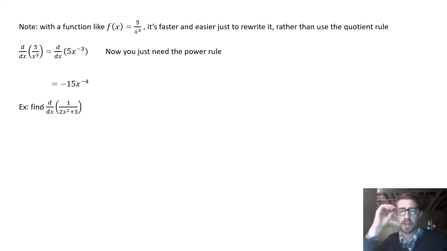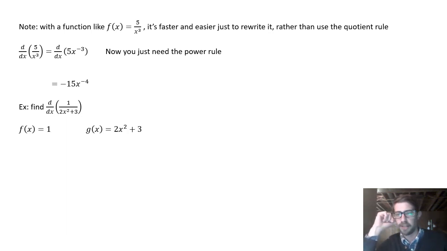I want to give you one more example. This is just 1 over a function. But we do need the quotient rule for this because there's no way to simplify that 2x squared plus 3, and it can't be split up the same way that a numerator can. So we just have to use, as our f of x is just 1, and our g of x is 2x squared plus 3.